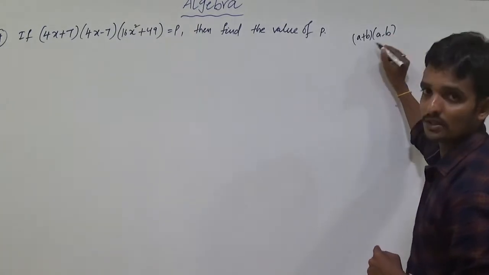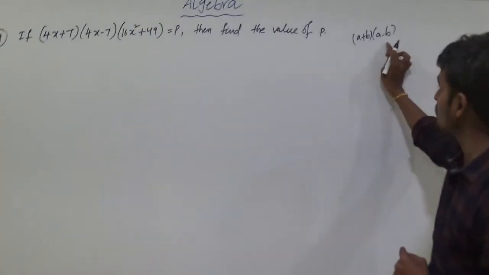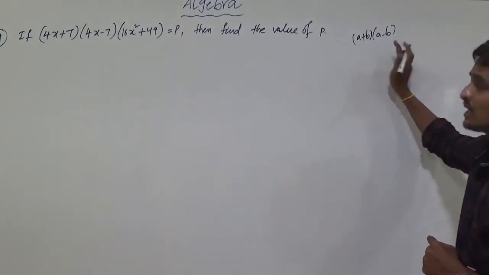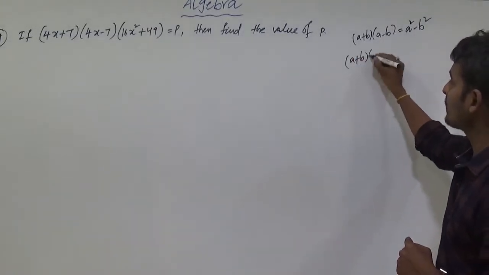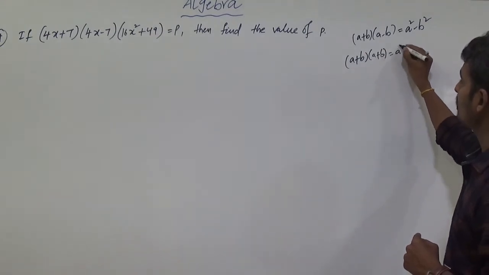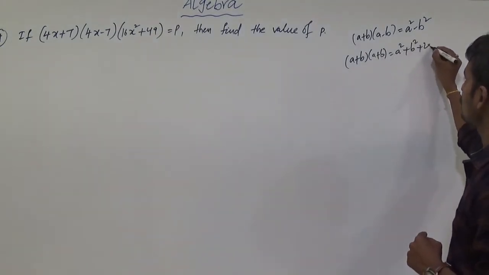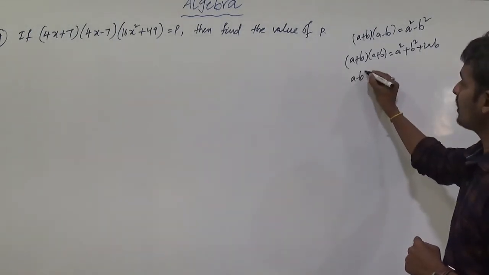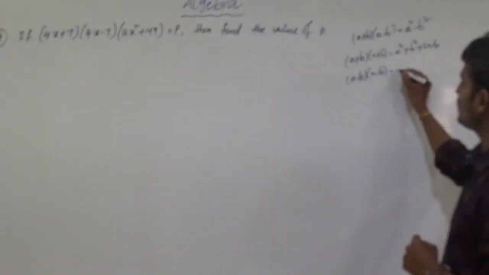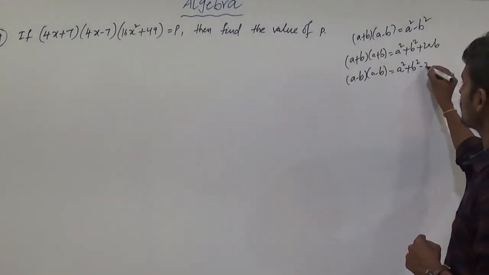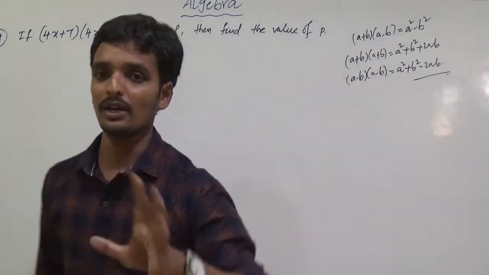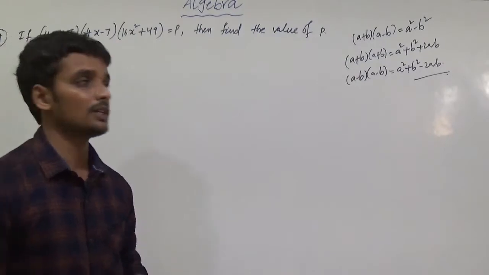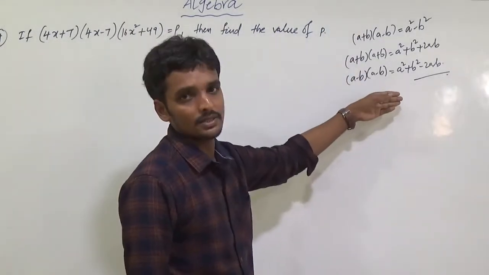This is also multiplication. These are also multiplications of algebraic expressions. If you multiply a plus b with a minus b, we get a square minus b square. In the same way, if you multiply a plus b into a plus b, we get a square plus b square plus 2ab. If you multiply a minus b with a minus b, we get a square plus b square minus 2ab. If you have any doubts, you can multiply a plus b with a plus b, a minus b with a minus b, and a plus b with a minus b, and you will get the same answers.